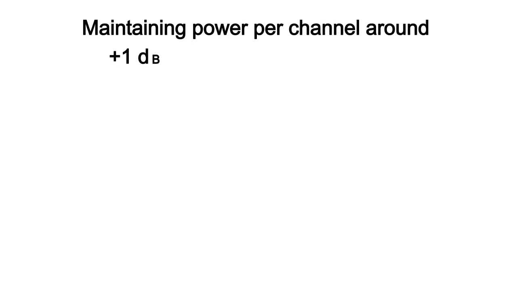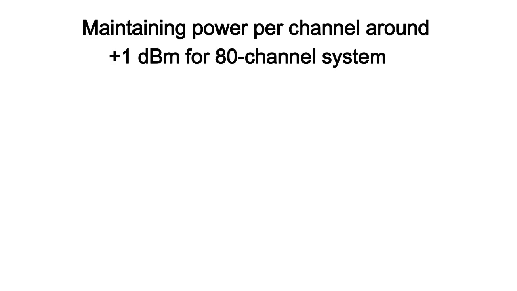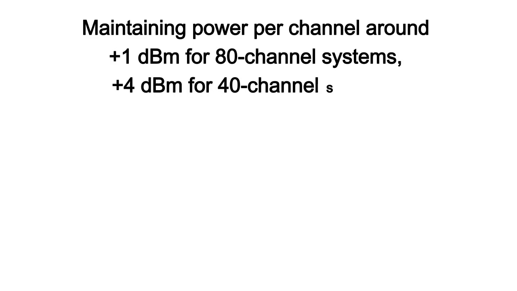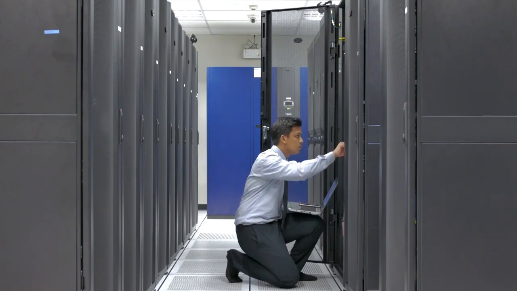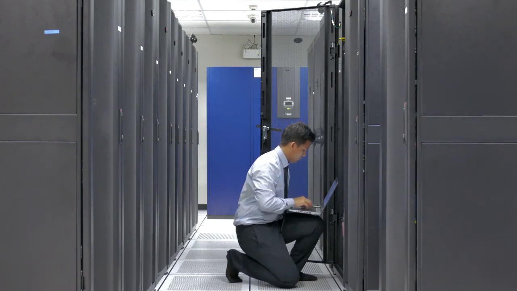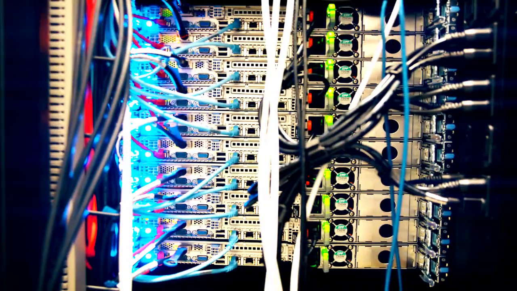Maintaining power per channel around plus 1 dBm for 80 channel systems and plus 4 dBm for 40 channel systems allows network operators to fully utilize amplifier capabilities while preserving signal quality and long-term system reliability. So next time you configure a DWDM link and see plus 1 or plus 4 dBm, you'll know it's not a guess. It's smart optical engineering.